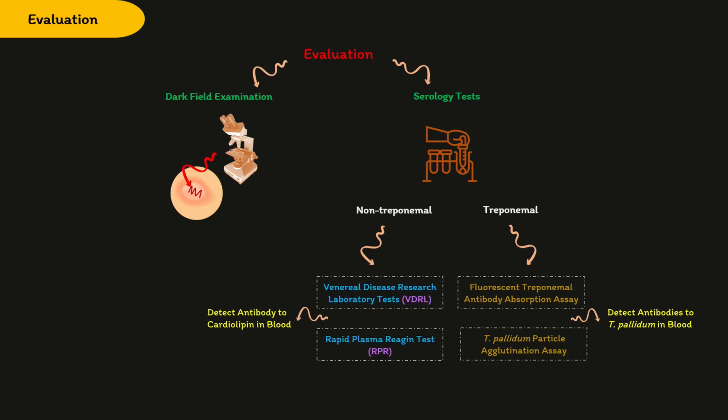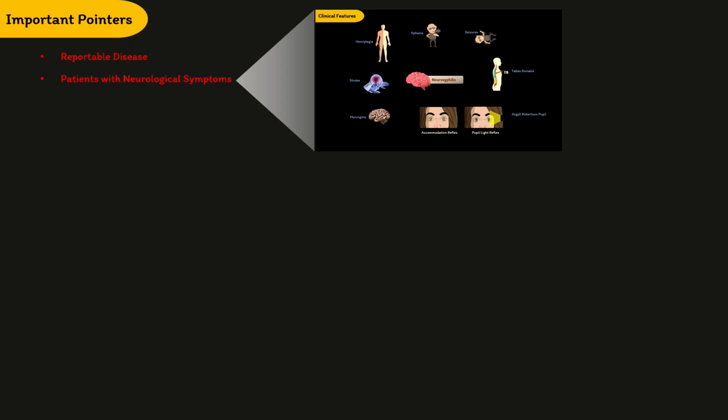Now, some important pointers to remember. Always remember that syphilis is a reportable disease. If you see syphilis in the clinics or in the wards, you have to report it. Secondly, patients with neurological symptoms, which we have already discussed before, should undergo immediate CSF examination.